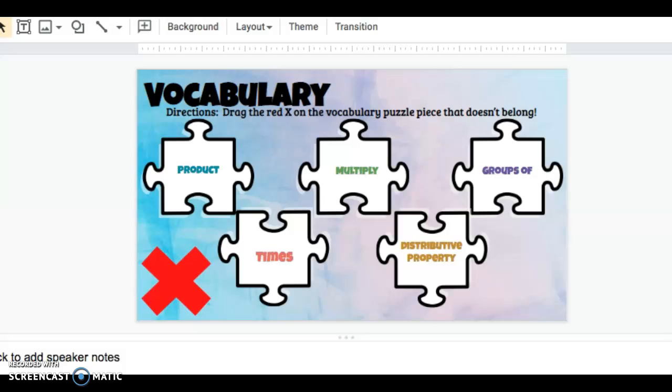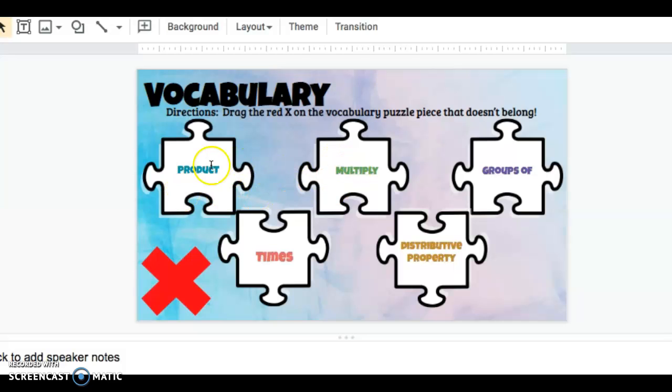Okay, so we have our vocabulary, which says that we have to draw the red X on the vocabulary puzzle piece that doesn't belong. So you have the word product, multiply, groups of, times, and distributive property. Okay, so we're looking at all these, and I'm looking here, and I know that product means to multiply.